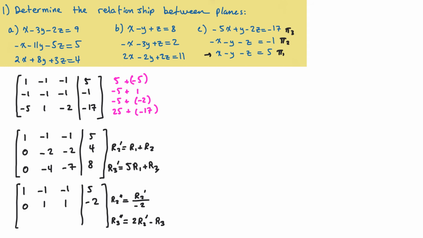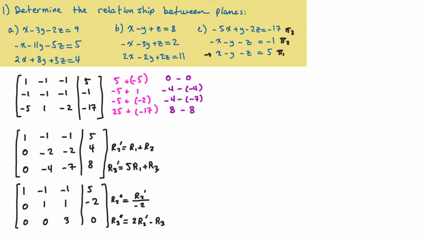2 times row 2, I'll do the calculations in purple here. We got 2 times 0 is 0, -4, -4, and 8. And we're going to subtract row 3, which is 0, -4, -7, and 8. So 0 minus 0 is 0. -4 minus -4 is 0. -4 minus -7, that's 3. And 8 minus 8 is 0.